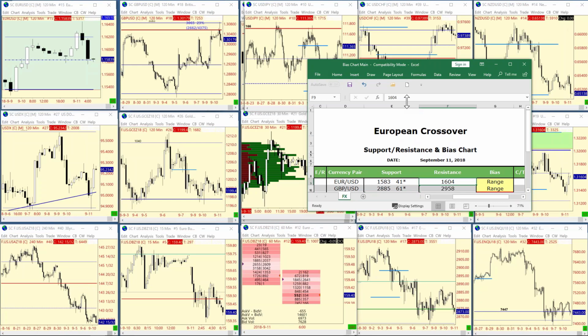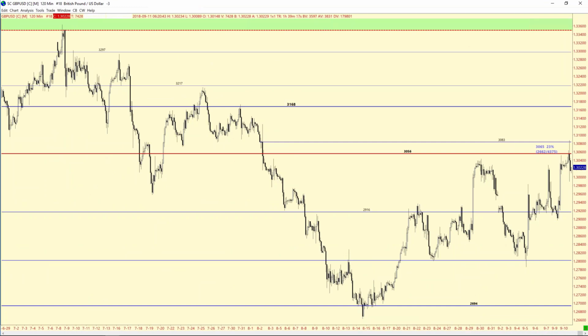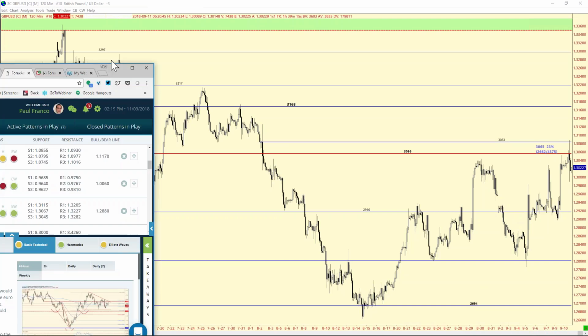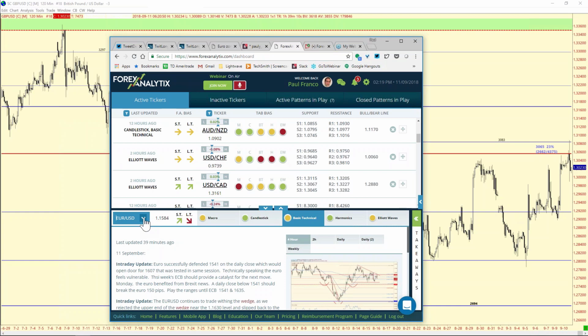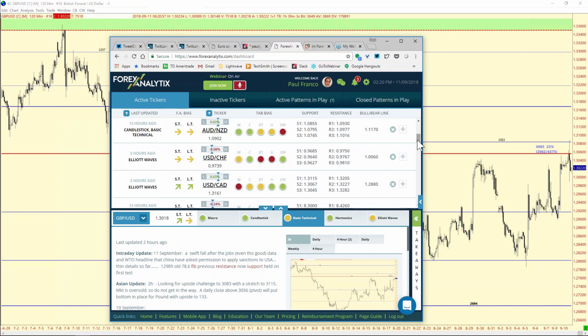Let's go and get moving into the cable. We talked about the cable. We did the analysis on the cable. For those that are coming in now, I'll bring that back up. Here was our analysis for the cable, going on to the ForexAnalytix website. This analysis was done during the Asian session. So for those that are with ForexAnalytix, or you want to try it out, you actually already had this analysis before trading even started in the European session.